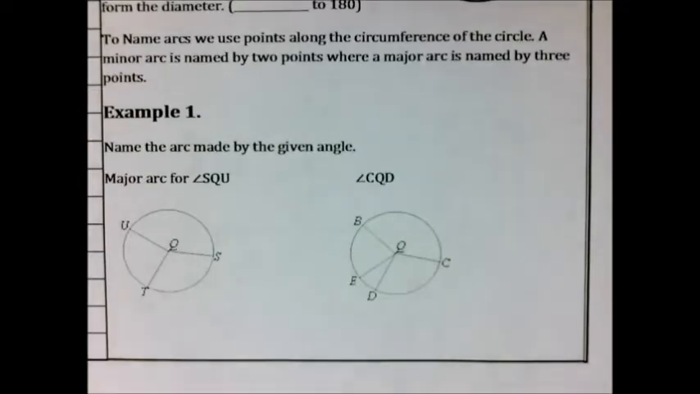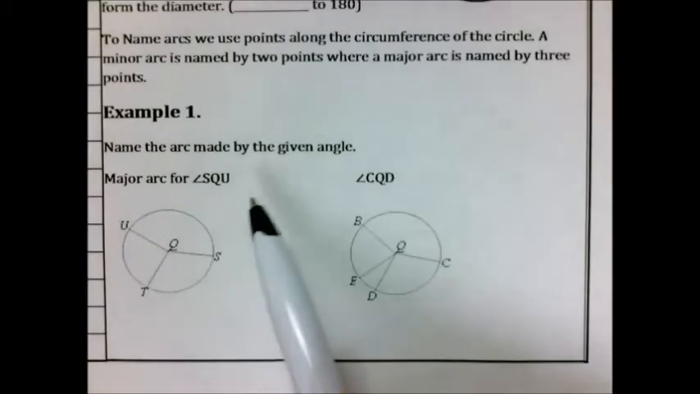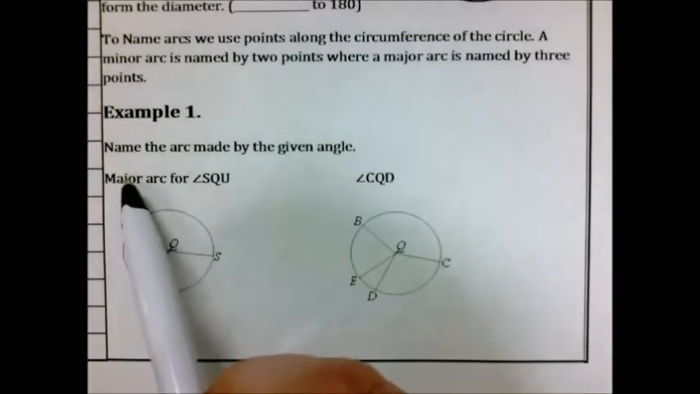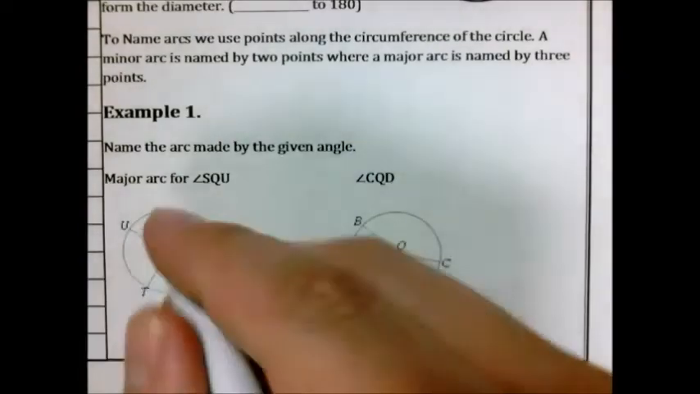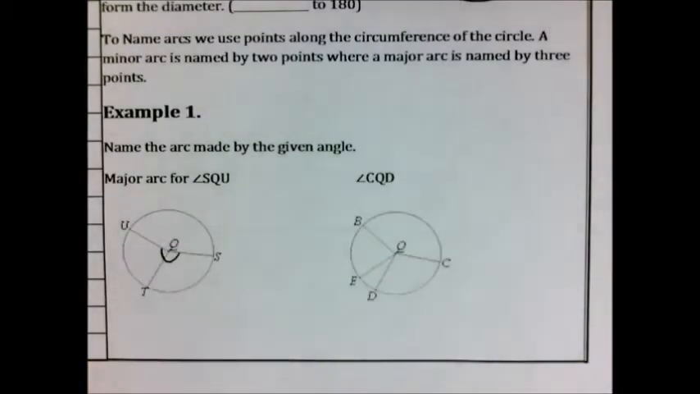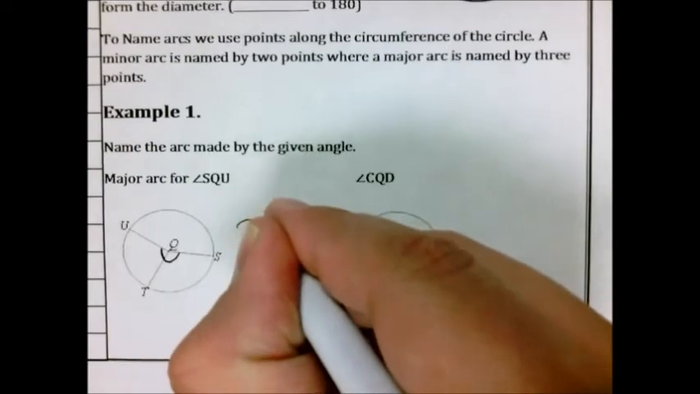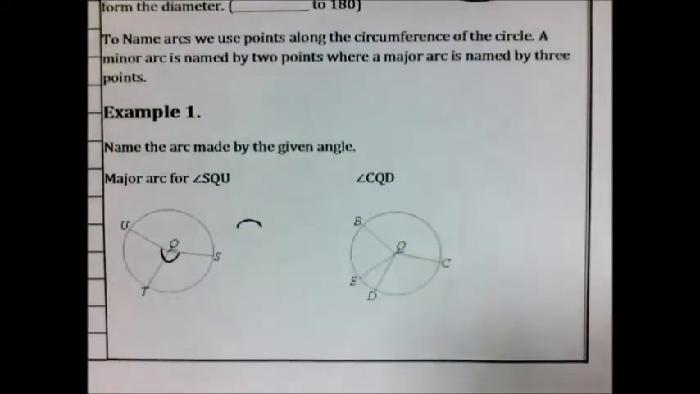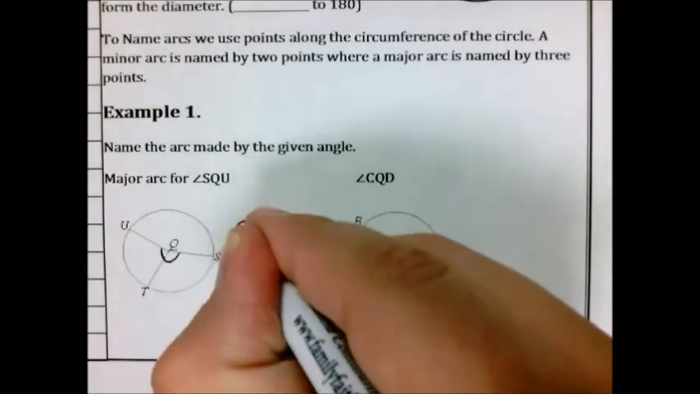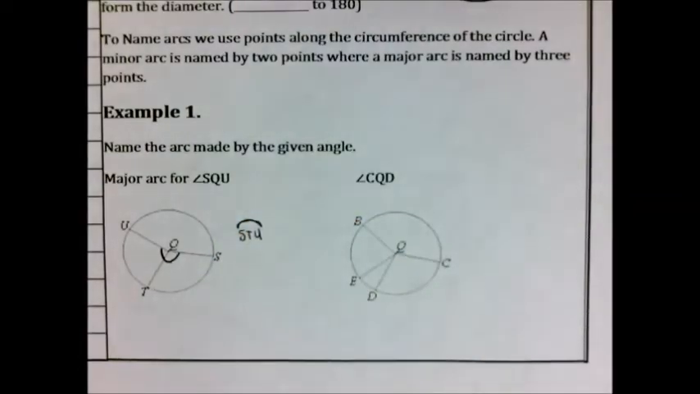So in example 1, we're going to practice naming the arcs made by the given angle. Okay. So this first one, it says that we want to find the major arc for angle SQU. SQU. And remember, we're talking about a major arc. Major arcs are greater than 180 degrees. That means we're looking for this angle. What is the arc formed by that angle? Okay? And so how we write that is a little line over the top of it like this, a little arch, or an arc, right? And the 3 letters we're going to use is S, T, and U. That would be how you would name an arc given an angle, okay?